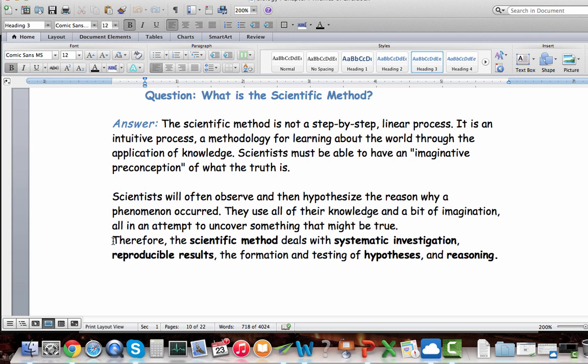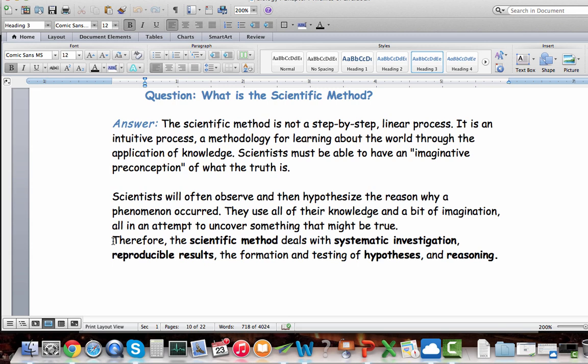Question. What is the scientific method? Answer. The scientific method is not a step-by-step linear process. It is an intuitive process, a methodology for learning about the world through the application of knowledge. Scientists must be able to have an imaginative preconception of what the truth is. They will often observe and then hypothesize the reason why a phenomenon occurred.